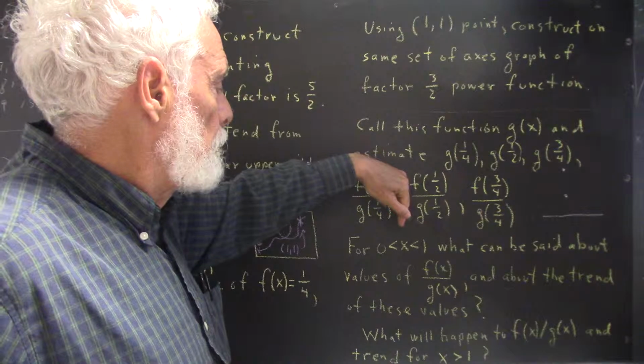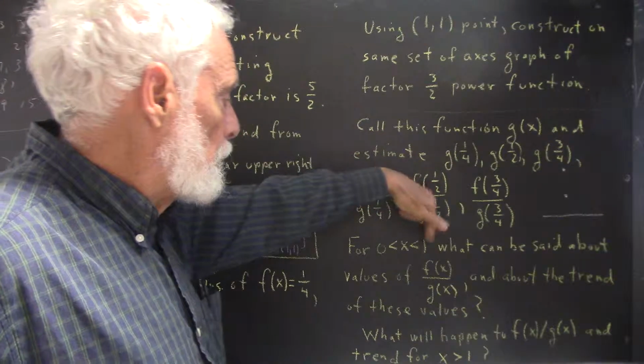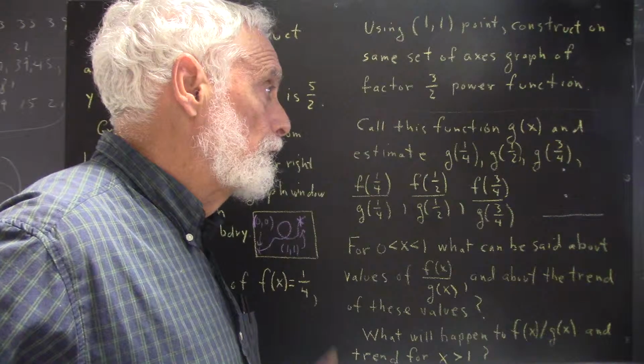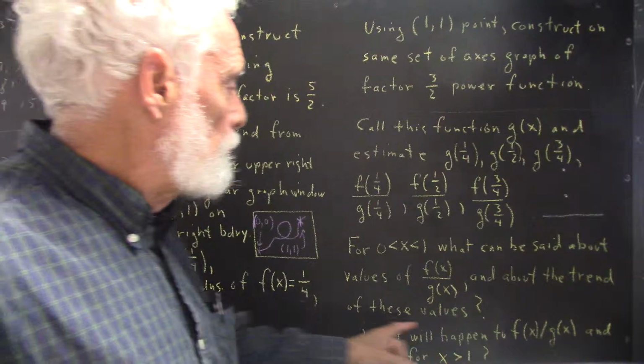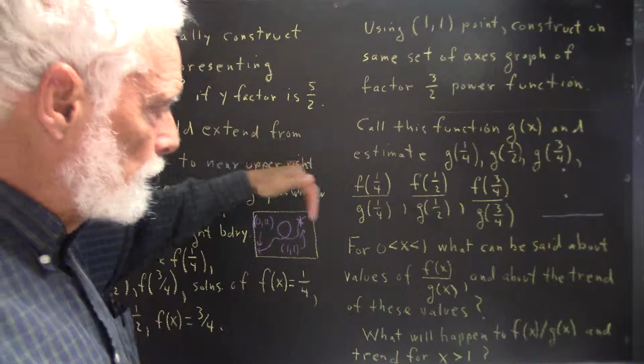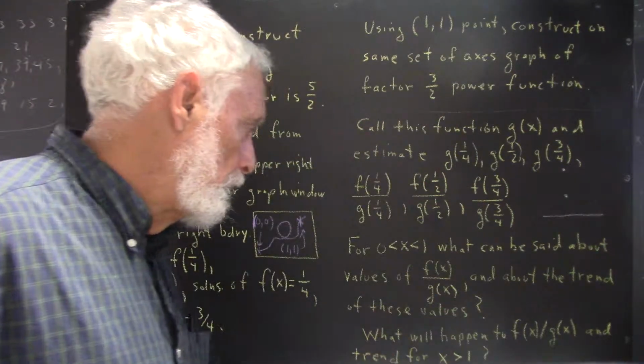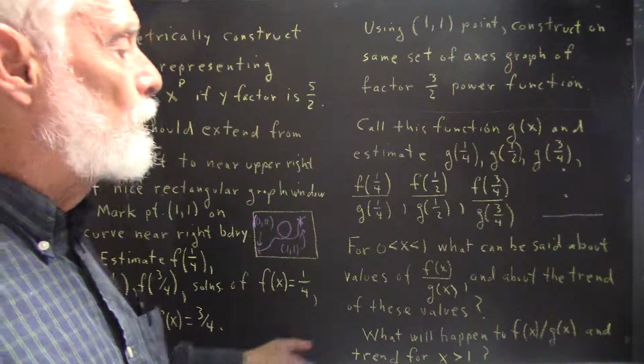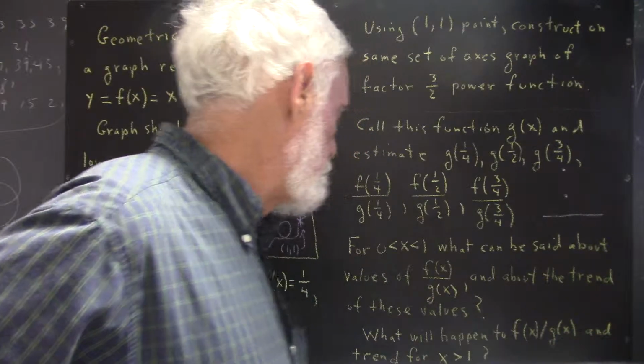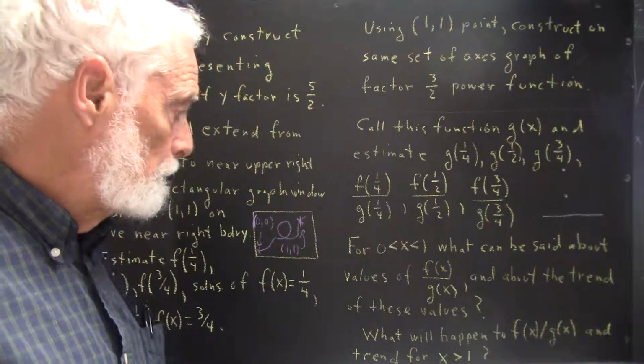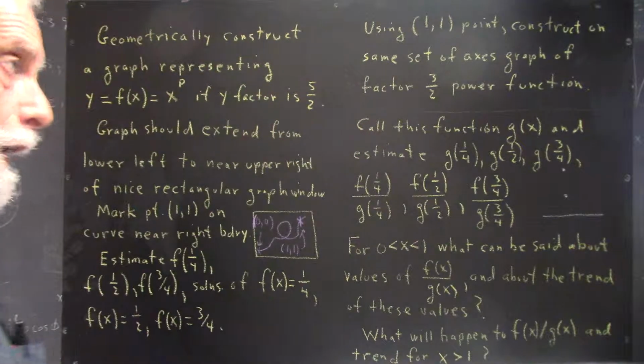Then, for x between 0 and 1, what can you say about f of x over g of x? There's a simple statement you can make. And about the trend of these values as you go from x equals 0 to x equals 1, what's the trend of those values? Then, what's going to happen to f of x over g of x for x greater than 1? And can you prove that that would actually be the case?